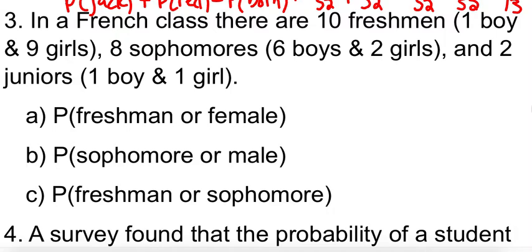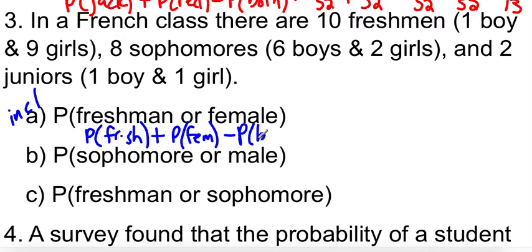We have a French class. There are 10 freshmen, 1 boy, 9 girls, 8 sophomores, 6 boys and 2 girls, and 2 juniors, 1 boy and a girl. We want to know what's the probability if we randomly pick a student that we get a freshman or a female. So we need to ask, is there overlap? Can you be freshman and female in this class? And the answer is yes. This is inclusive. So we need to subtract our overlap. So the probability that you're a freshman plus the probability that you're female minus our overlap that you're both.